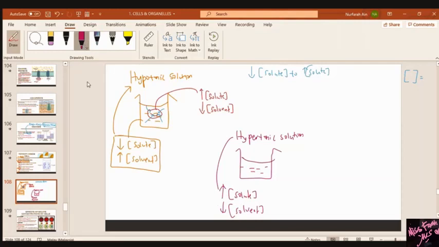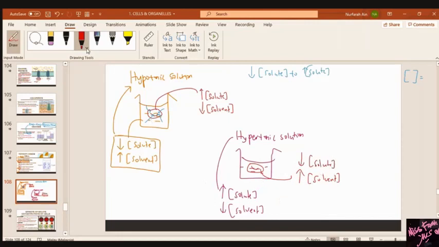So I drop in the red blood cell, the animal cell. Let's predict the movement of water. Water moves from lower concentration of solute to higher concentration of solute. So what do you think the concentration is inside the red blood cell? If the outside is a hypertonic solution in comparison to the inside of the cell, the inside of the cell would have higher solvent concentration and lower solute concentration.